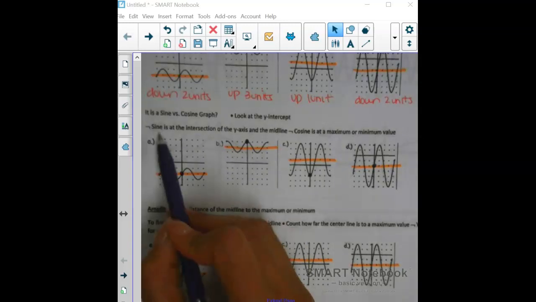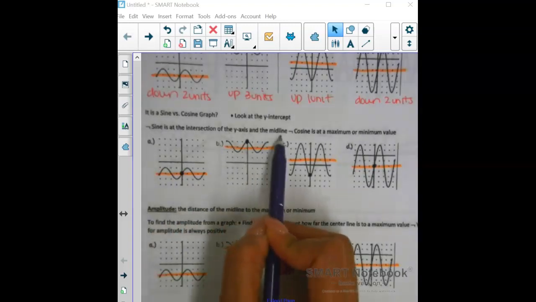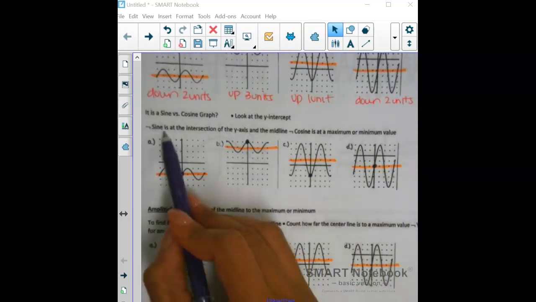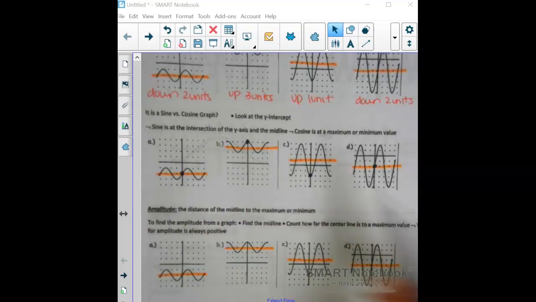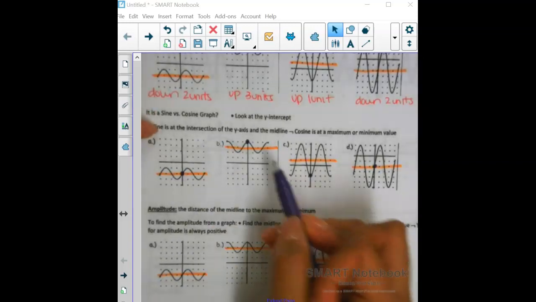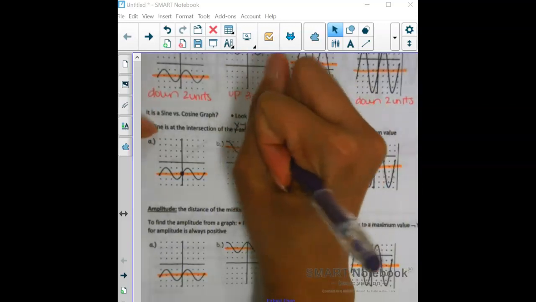In order for you to have a sine graph, sine is at the intersection of the y-axis and your midline. So Joseph, if you look at all 4 of these graphs, which of these graphs have an intersection with the y-axis and your midline? So pretty much the y-intercept and that orange line I just drew. Which graphs? Not quite. Intercept of the y-axis, which is the y-intercept, and your midline. So if we want to put y instead, we could put just A and D.